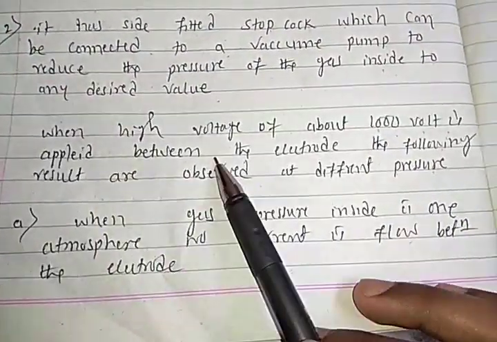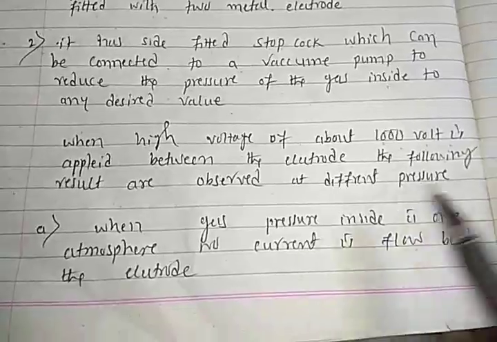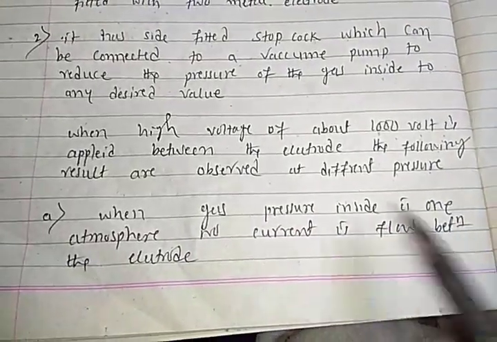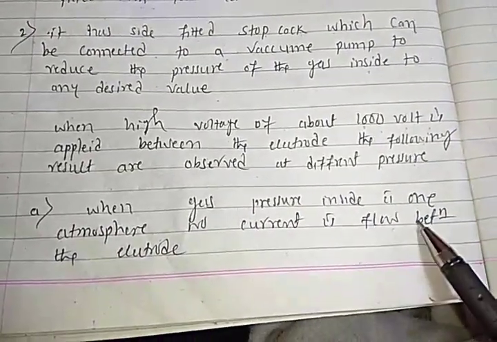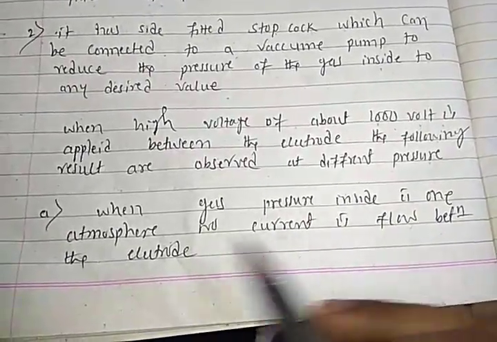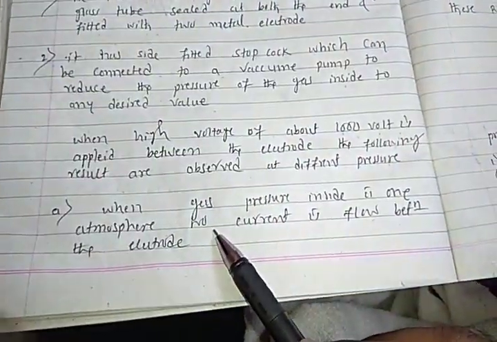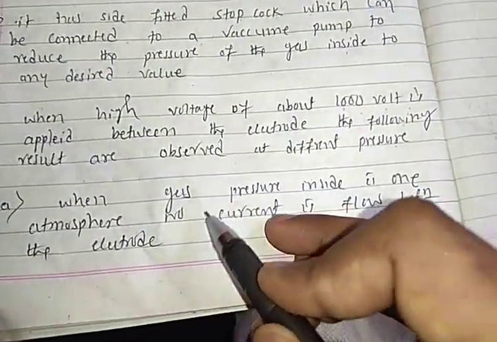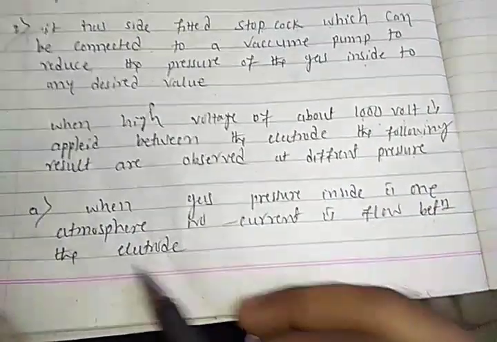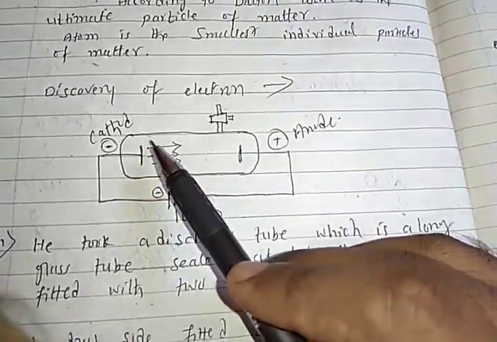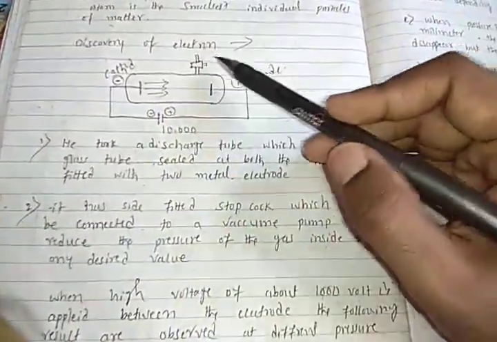When 1000 volts is applied between the two electrodes, the following observation occurs: when the gas pressure inside is 1 atmosphere, no current flows. There is no current flow between the electrodes, from cathode to anode, if we use 1 atmosphere pressure in this chamber. So that's why we introduce the suction pump.